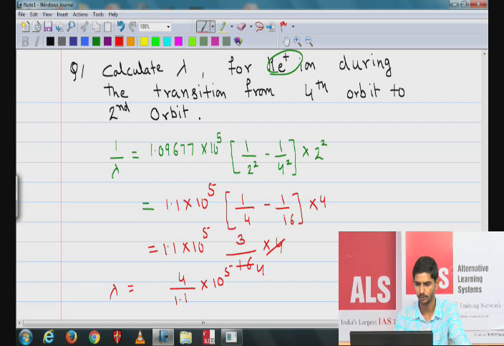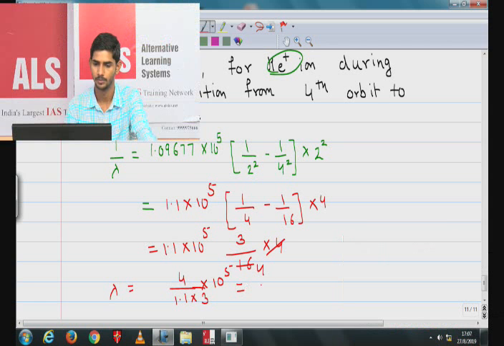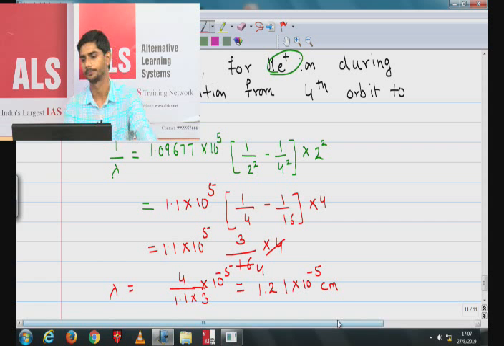Is there anything missing over there? Yeah, it is 3 as well. Okay. So when you solve it, you will get 1.21 into 10 to the power minus 5 centimeter.